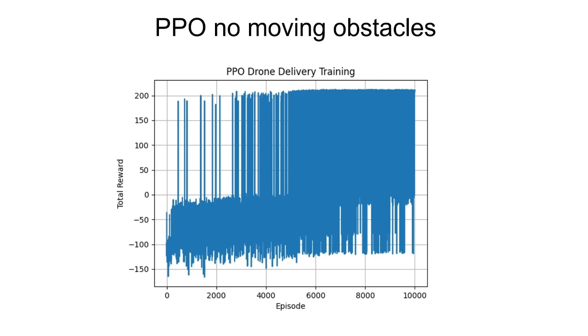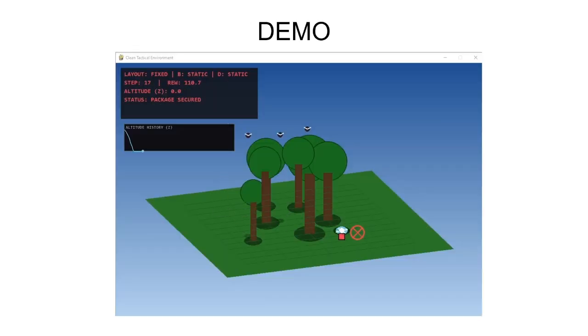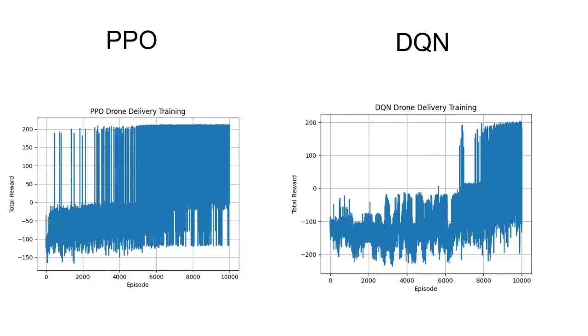The first experiment that we have done for PPO is with no moving obstacles. As you can see, in a very short stage, the model is stable and gives really good outputs. So here is a demonstration. As you can see, the agent has successfully delivered the package to the location. In a comparison between PPO and DQN on the same environment with no moving obstacles, as you can see, PPO really performs better here.